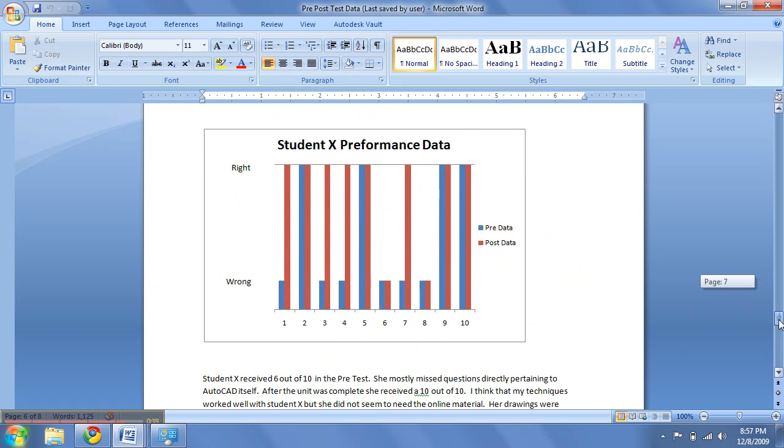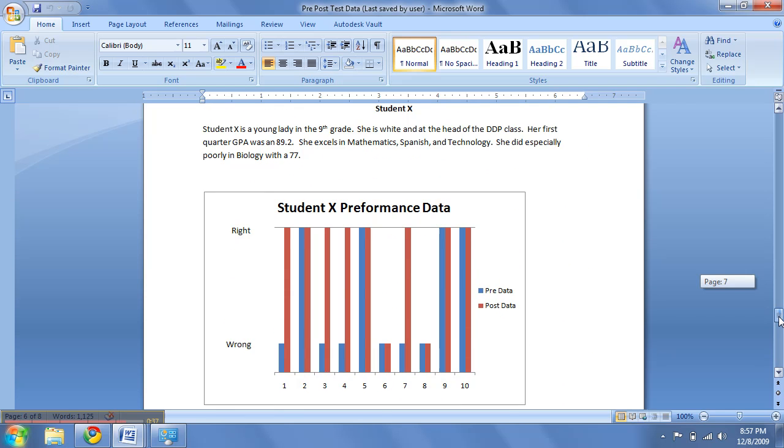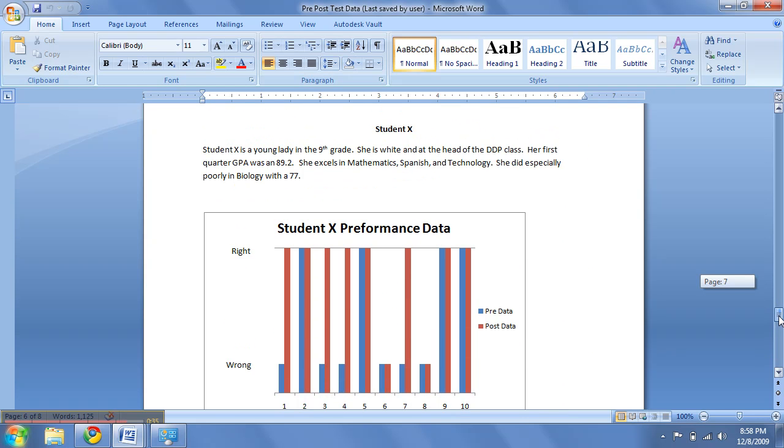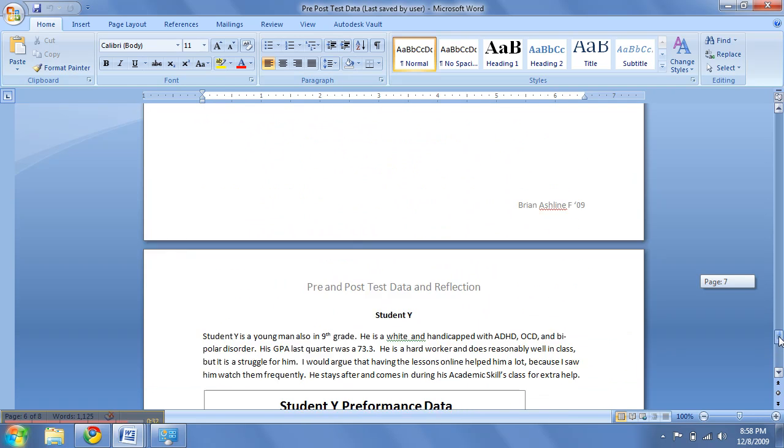I guess I'll have to break this up again into another section, and I'll talk about the student performance for the 2 students that I selected.